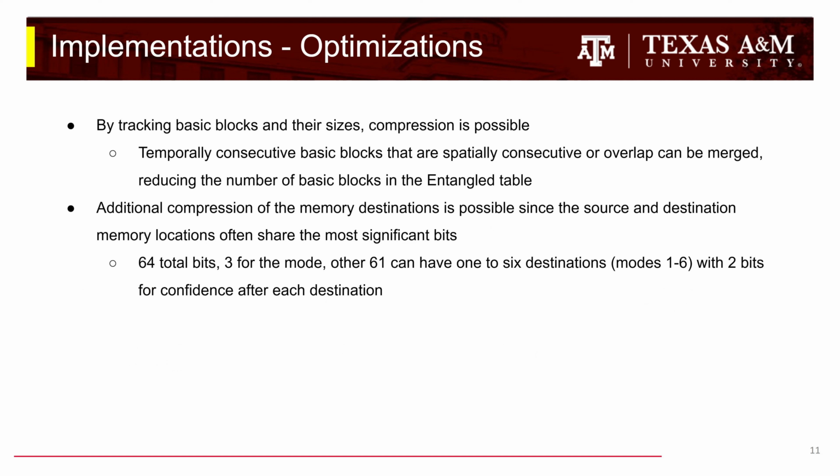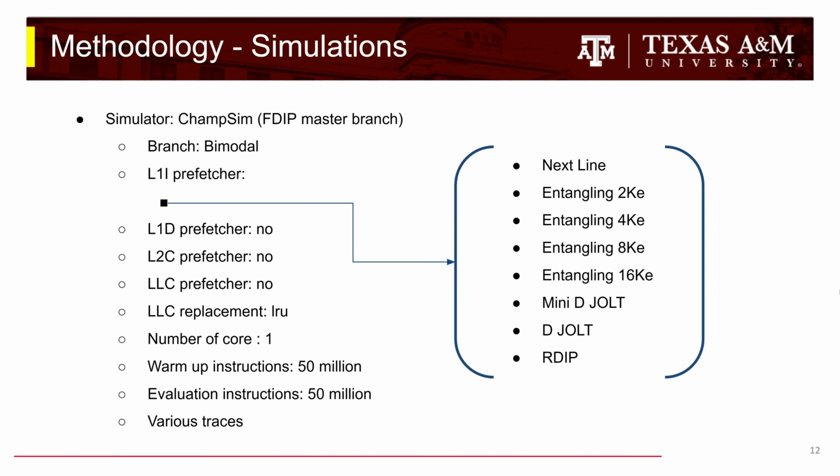So following each destination, we allocate 2 bits for the confidence counter. This dual layer approach to compression allows us to pack more information into the entangled table. So it enables the prefetcher to efficiently handle multiple destinations and their associated confidence without requiring an extensive amount of memory space. And now we come to the methodology for the simulations.